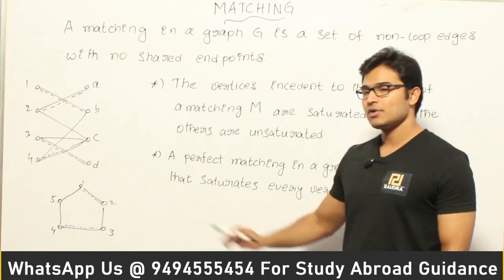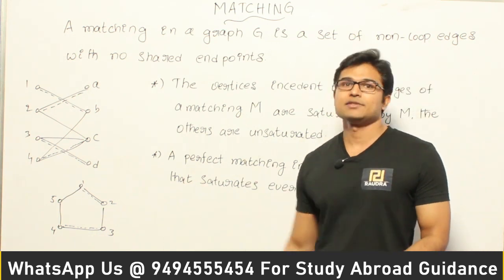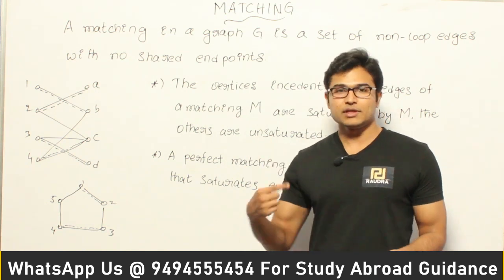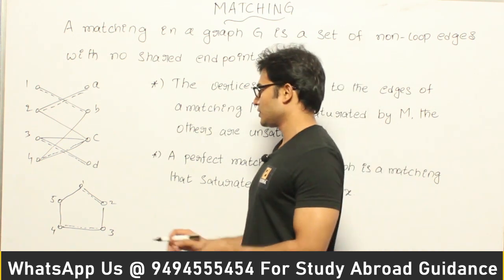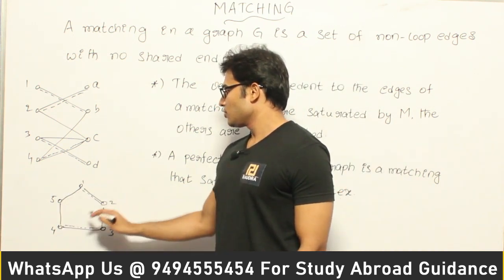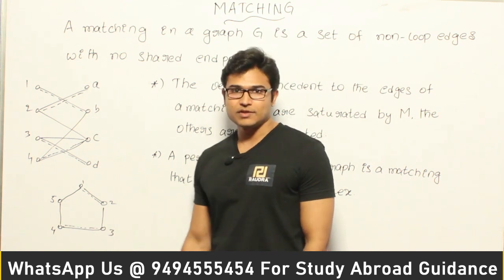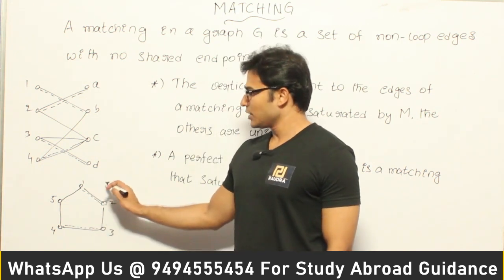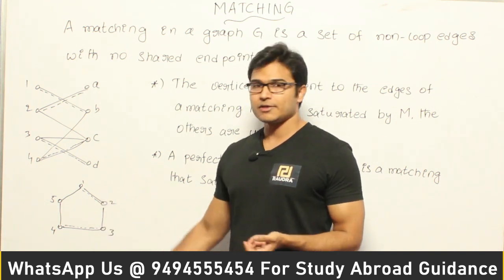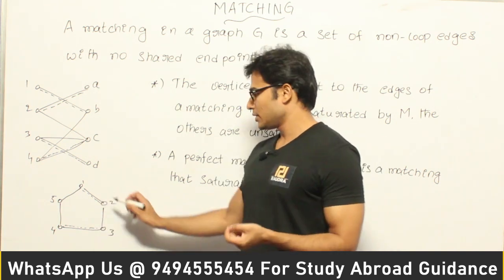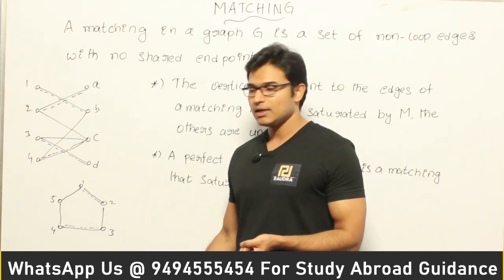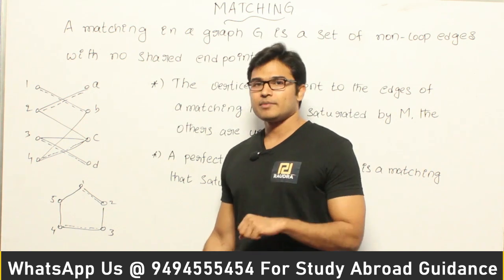So if you have a graph, you try to select the edges in such a way that no two selected edges should have anything in common, any vertex in common. For example, in this case, I am selecting the edges 1, 2 and 3, 4, isn't it? Now if I take 1, 2 and 3, 4, these two do not have any vertex in common, therefore it is a matching. Even if you would have taken only 1, 2, that would also have become a matching, right?